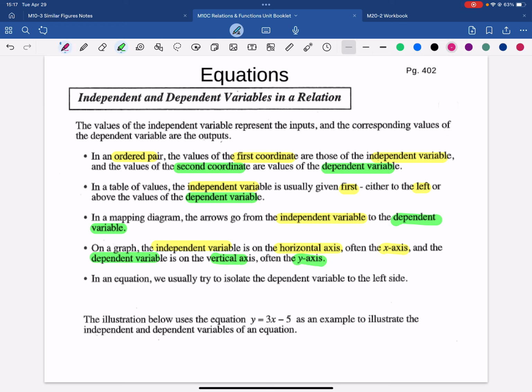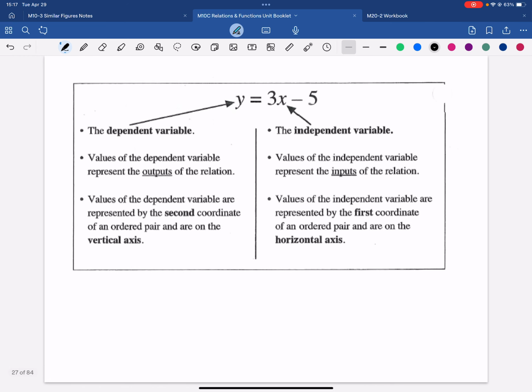In an equation, you usually try to isolate the dependent variable on the left side or right side. It doesn't really matter to me if you pick the left or right. You're just trying to get it by itself. Usually when we talk about that, we have a Y equals. Okay, so if we look at this, dependent variable is your Y. That's your output. Your independent is your input, usually your X.